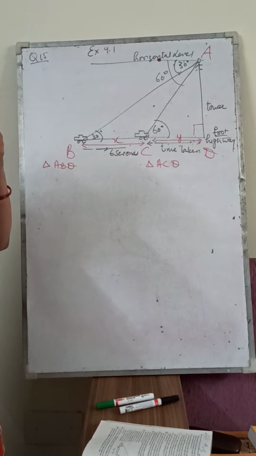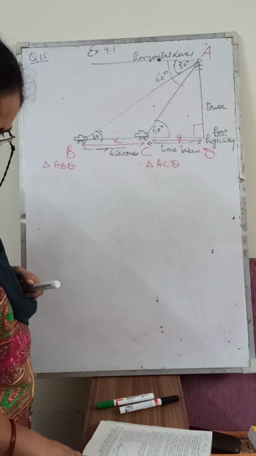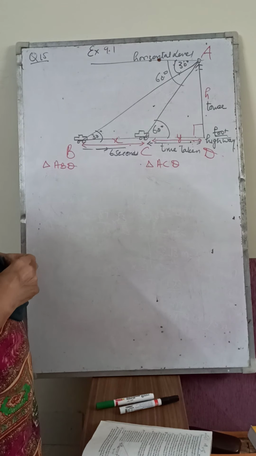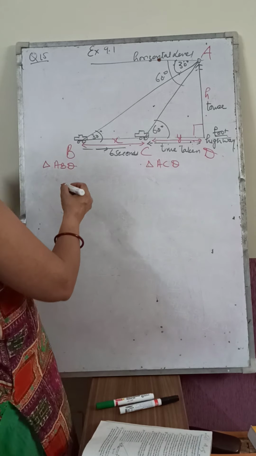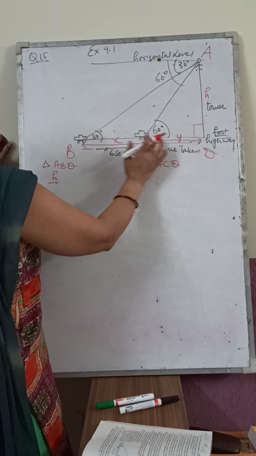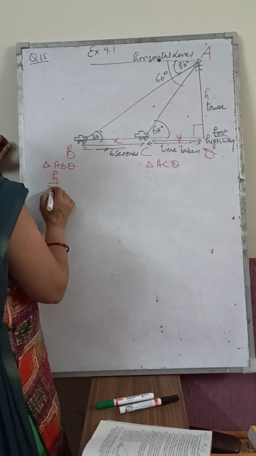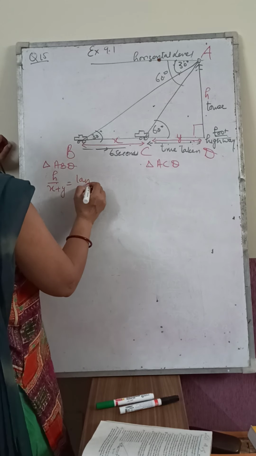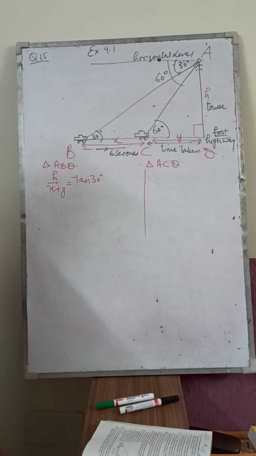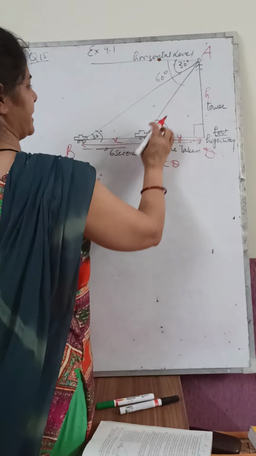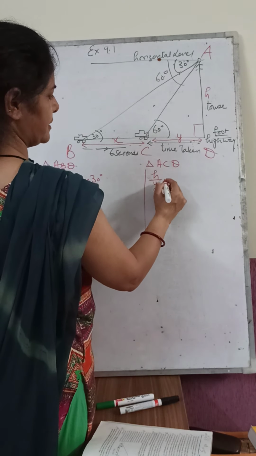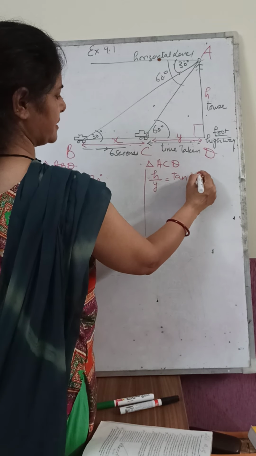what is the perpendicular? The perpendicular is not given. Let us suppose this is the height of the tower. Clear? Perpendicular is h upon base BD, BD is x plus y, is equal to tan 30 degree. Clear? And in triangle ACD, perpendicular is h upon base y is equal to tan 60 degree.